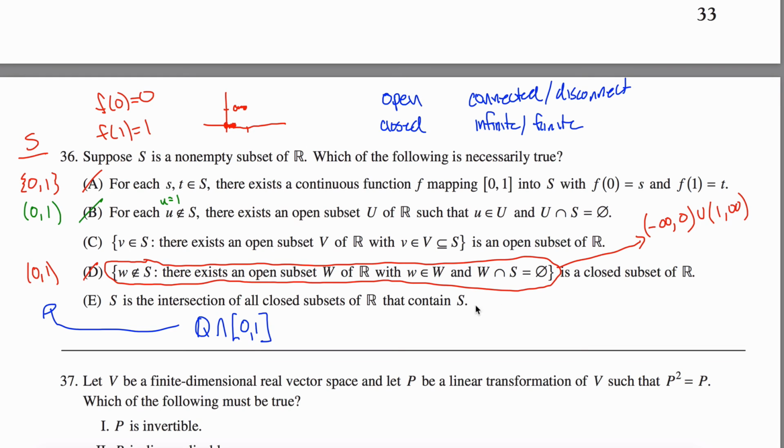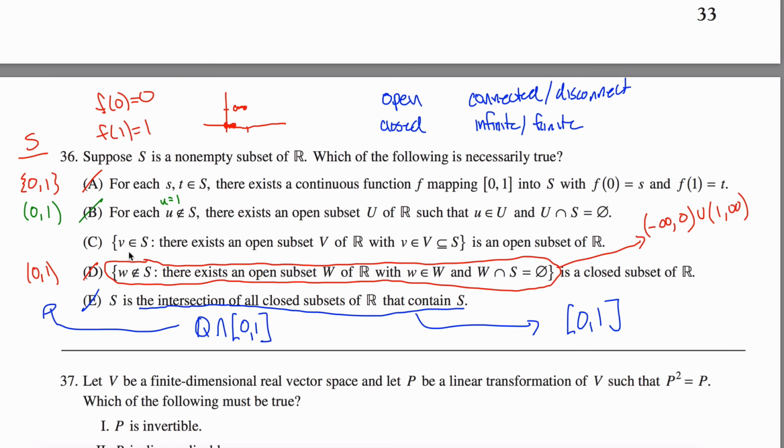The intersection of all closed subsets, so maybe I write this over here, the intersection of all closed subsets of R that contain S, in this case, that'd be everything from 0 to 1. That's not the same as S. S is the rational numbers from 0 to 1. The intersection of all closed subsets of R that contain S are all the numbers from 0 to 1. Because those two sets are not the same, this is not necessarily true. Therefore, E could not be my answer either. So by process of elimination, my answer must be C. You can talk yourself into C a little bit.